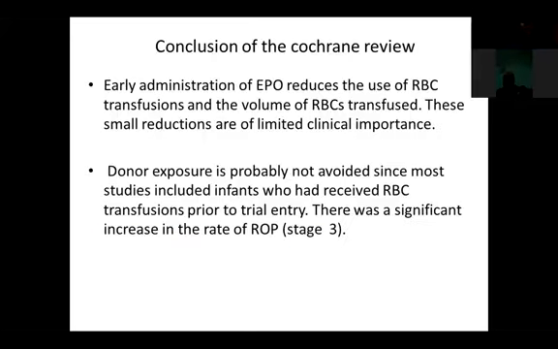Conclusion. The Cochrane review also showed that early erythropoietin administration reduces the use of RBC transfusion and the volume of RBCs transfused. These small reductions are of limited clinical importance. Donor exposure is probably not avoided in most studies, including infants who had received RBC transfusion prior to trial entry. Even after using erythropoietin, there were some patients who already had ROP stage 3. So that also is very important.